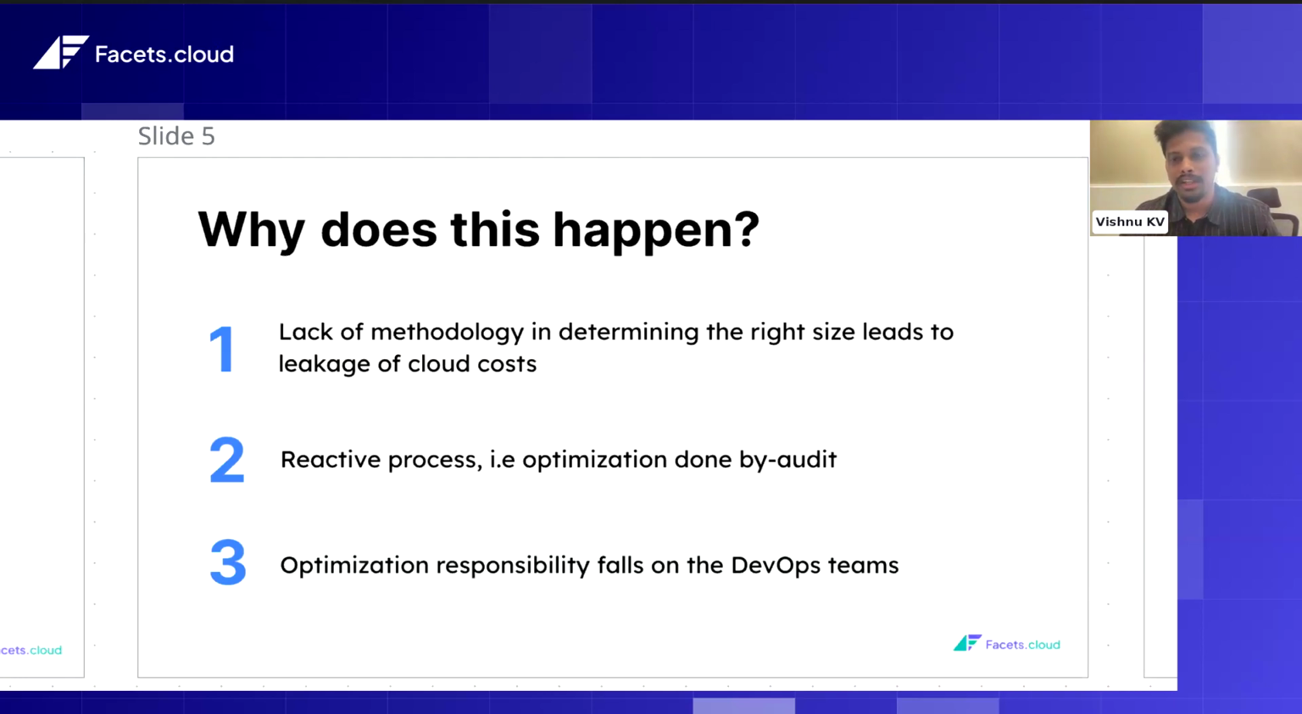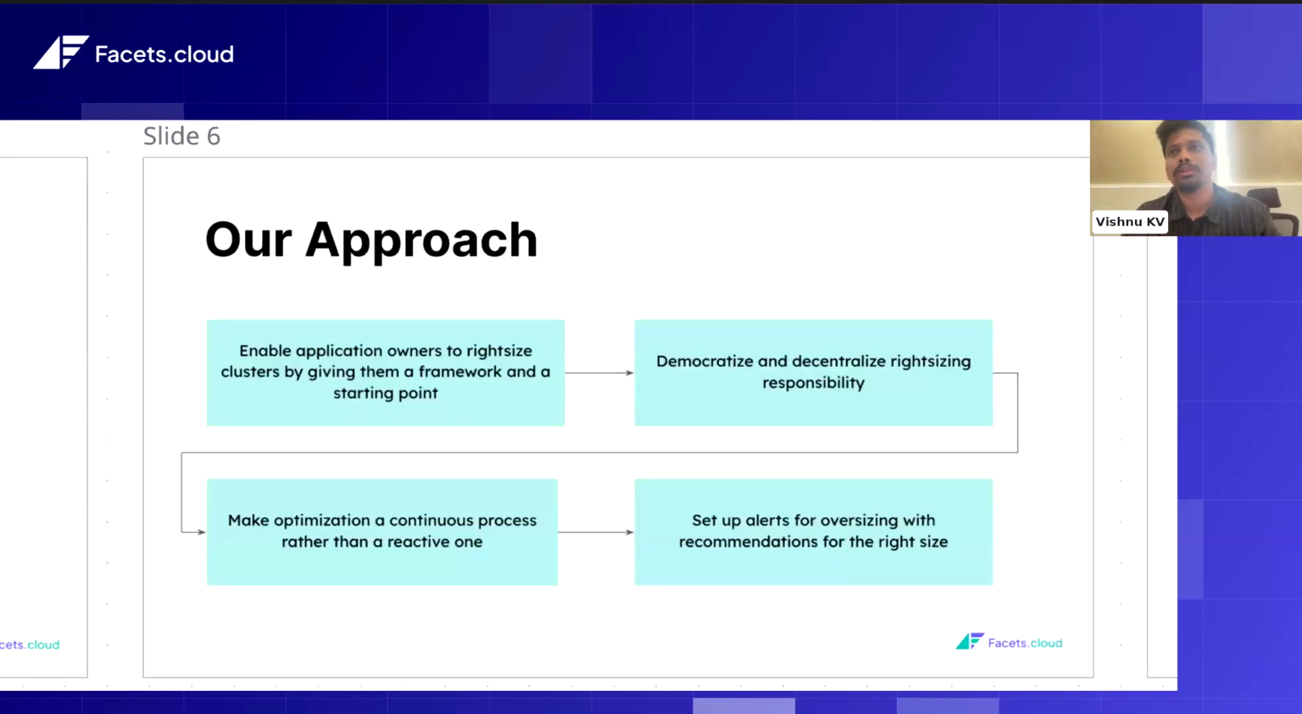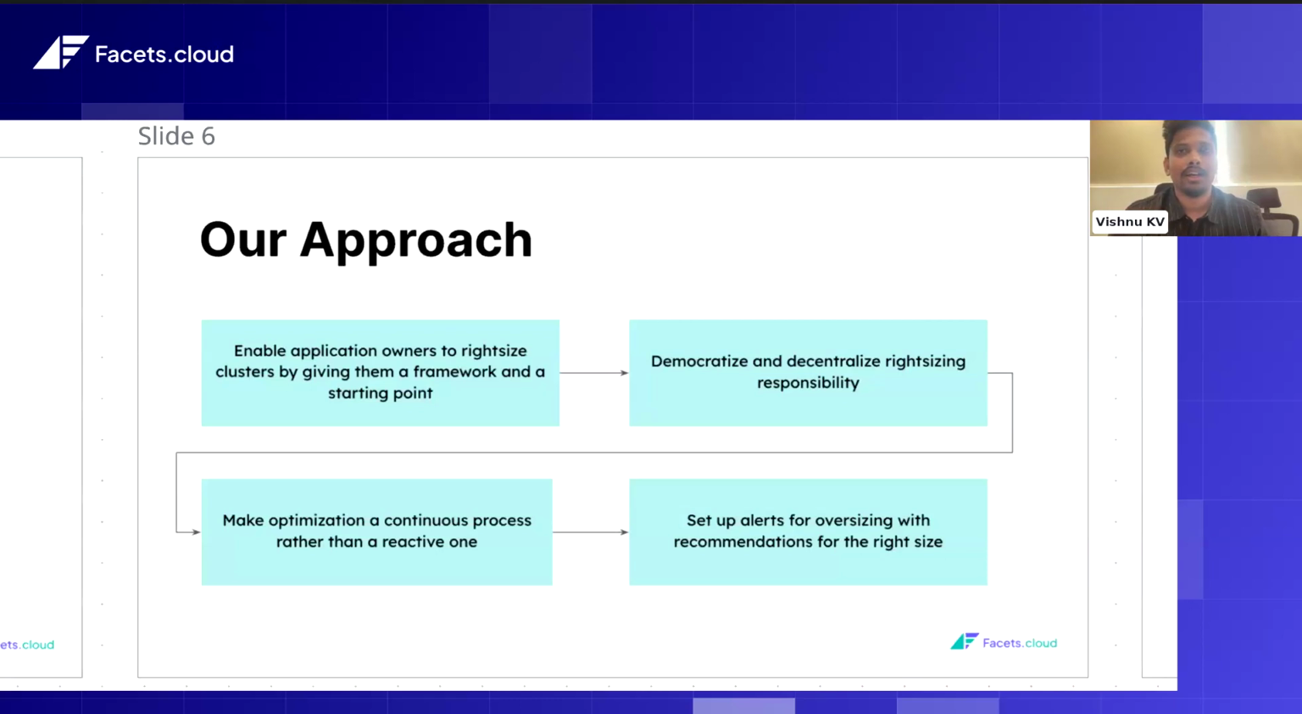So what is our approach then? We want to give a process as well as a framework for people to solve this problem. We want the application owners to right size the clusters. There should be some tool that gives them a golden number from the beginning so that they can start with, and then there needs to be a democratization or a decentralization of the right sizing responsibility.